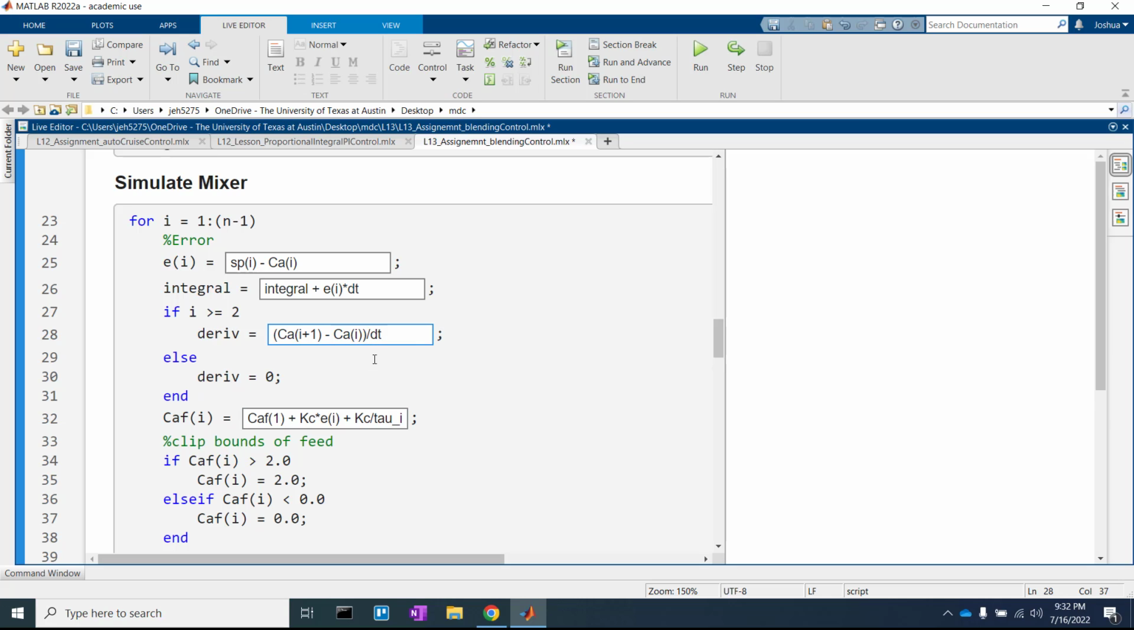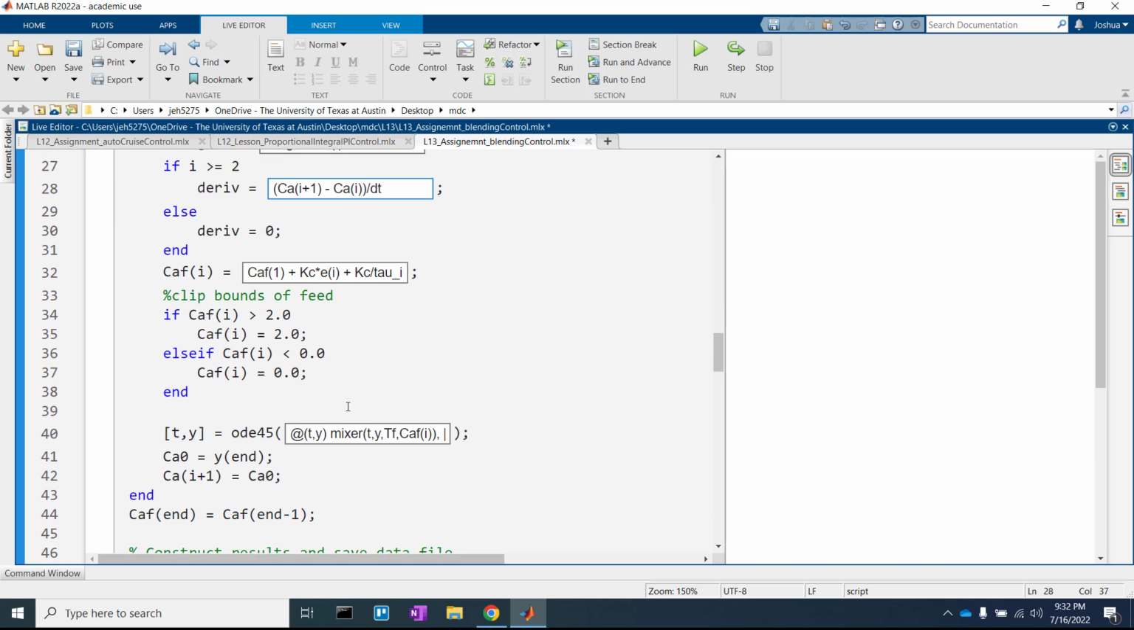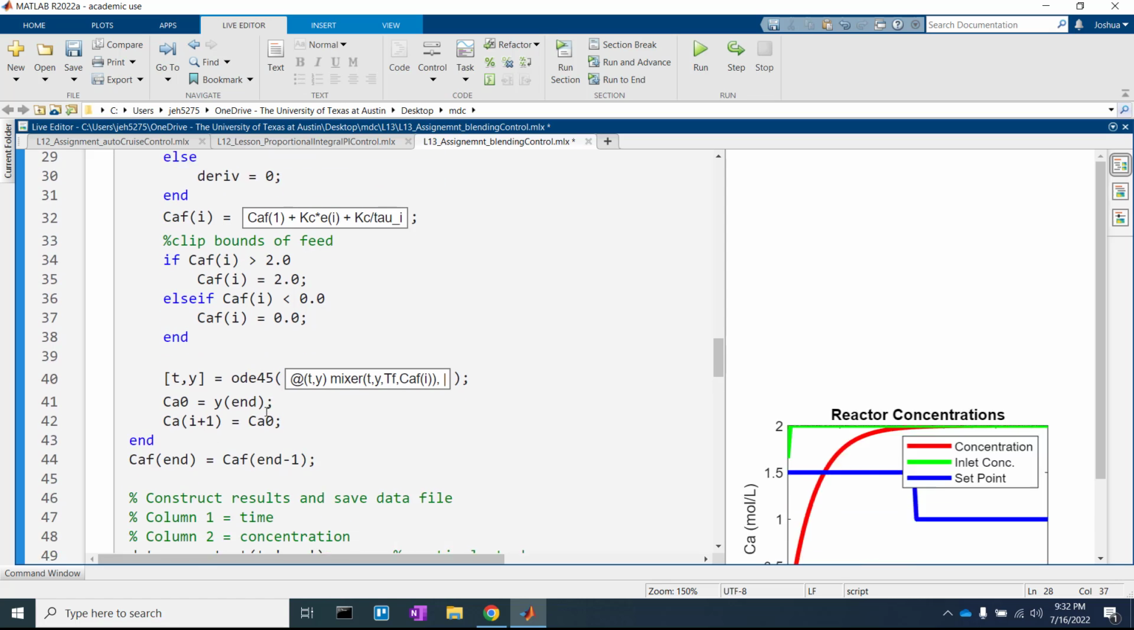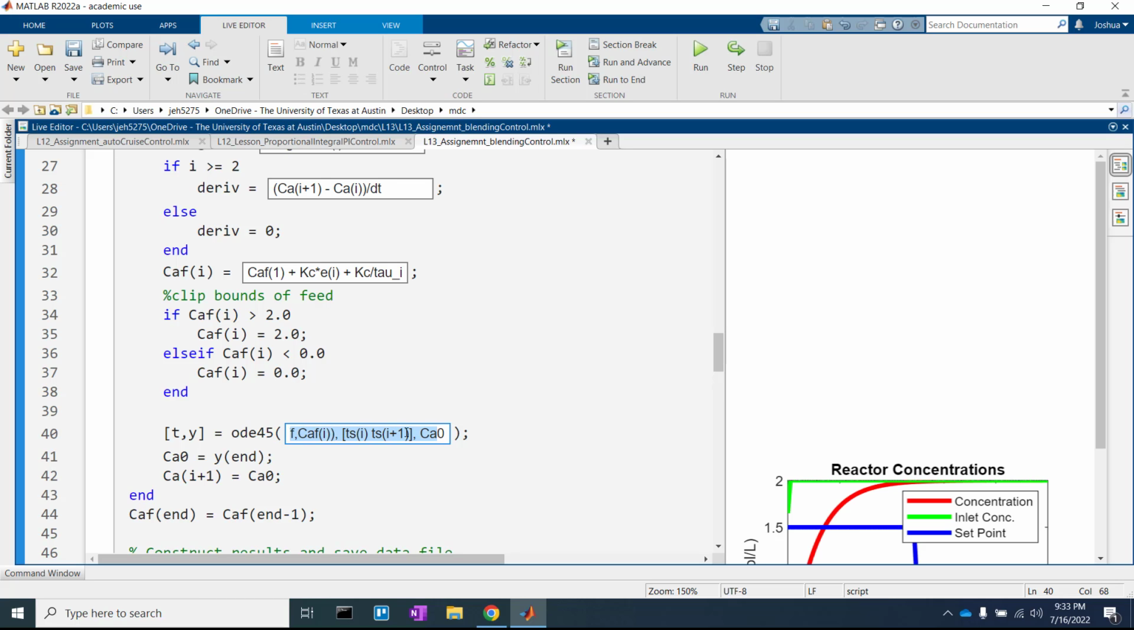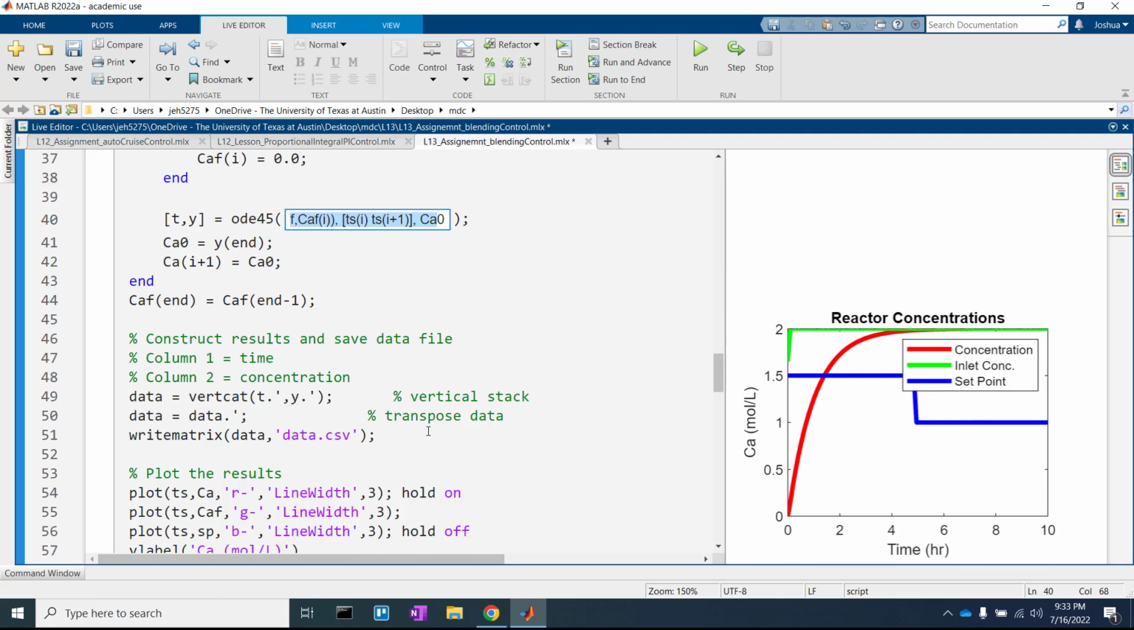Notice this is the derivative of our process variable. If it were the derivative of our error, then it would be positive down below. But we do the derivative of the process variable, so we don't have any sharp discontinuities. So we'll go ahead then. We implement it on the simulation within this anonymous function within ODE45, where we set our variables, our time span, and our CA0.